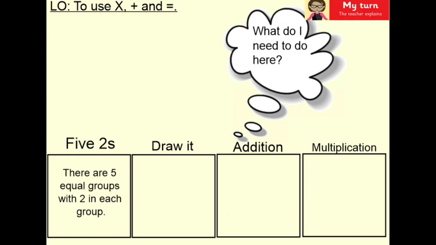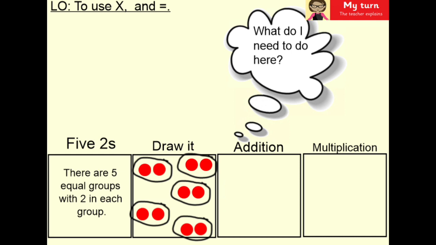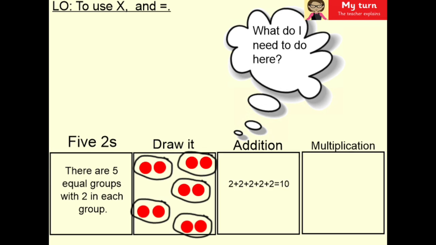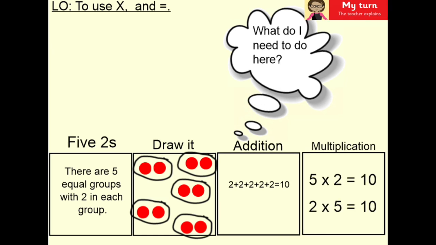Let's have a look at this. What do I need to do here? It says there are 5 equal groups with 2 in each group. Let me have a go at drawing it. I have drawn 5 groups with 2 in each group. The addition number sentence would be 2, add 2, add 2, add 2, add 2 equals 10. But I can simplify that and write it as a multiplication sentence as either 5 times 2 equals 10, or remember, it's commutative, so it could be 2 times 5 equals 10.